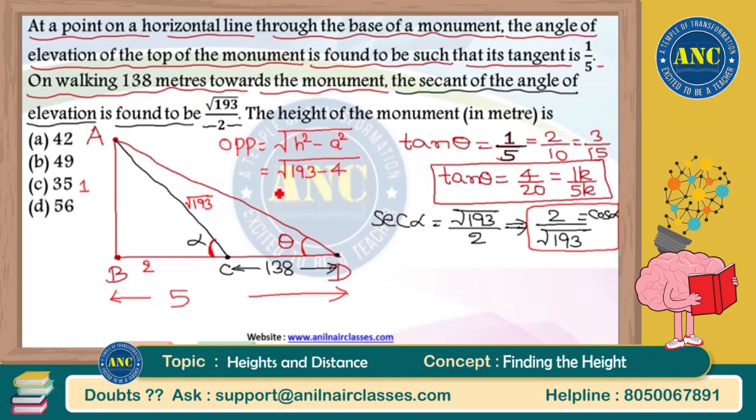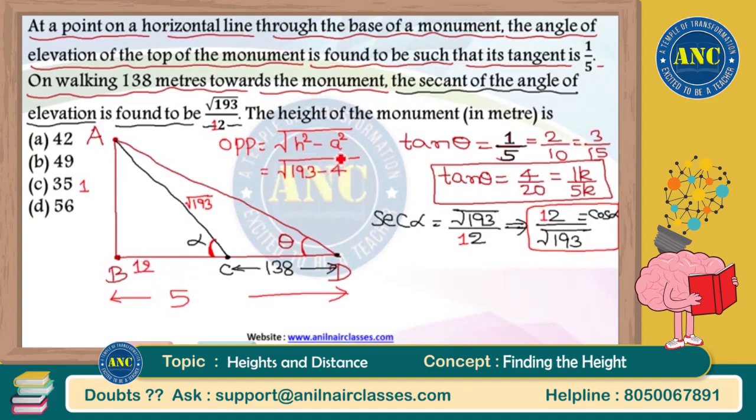Is there any mistake, sir? It is 2 by root of 193. Yes, that is absolutely correct. Okay, there is a mistake in the question itself. That is the reason we are getting it incorrect. This is 12. It is not 2, it is 12. So cos alpha is 12 by root of 193, sir, not 2 by root of 193.